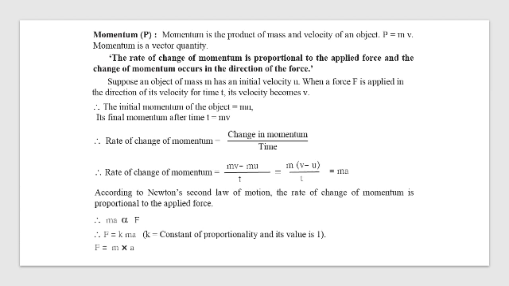We have one small equation here. Suppose an object of mass m has an initial velocity u. When a force F is applied in the direction of its velocity for a time t, its velocity becomes v. Initial momentum is represented as mu. Final momentum after time t is mv. Rate of change of momentum is change in momentum upon time, which is represented as (mv minus mu) upon t. Now mass of the object is common here, so we'll take it out. (v minus u) is put in bracket upon t. Now (v minus u) upon t is nothing but acceleration, which we have studied in the kinematic equations.